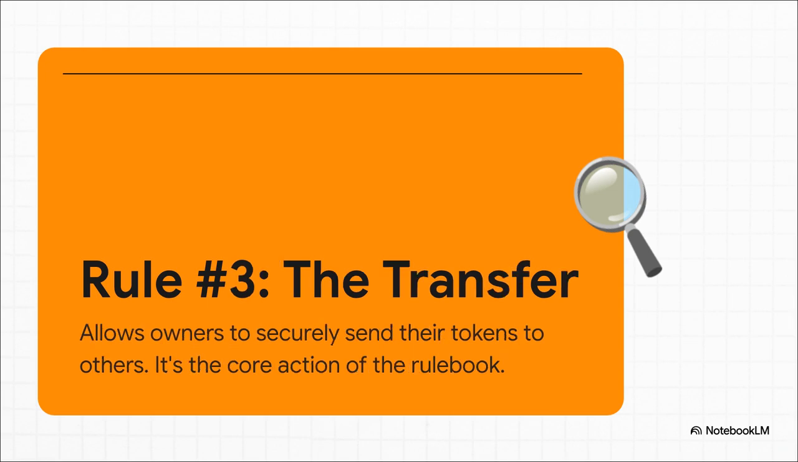And finally, we have the rule that really makes the token useful, the transfer function. This simple piece of code is what lets people securely send their tokens to each other. I mean, without it, all you have is a list of names and numbers. With it, you have a real, functional digital asset.